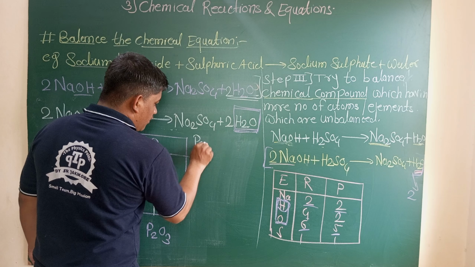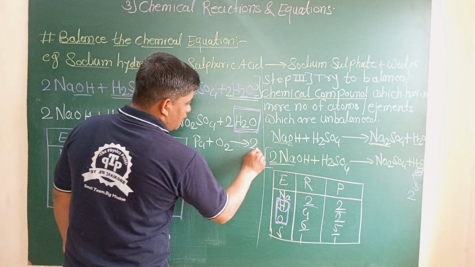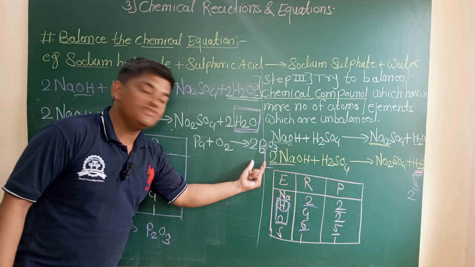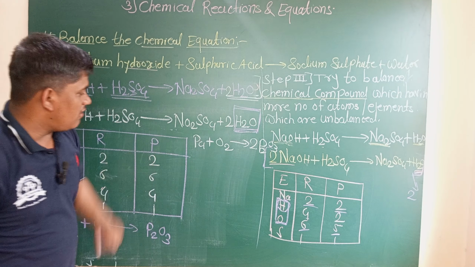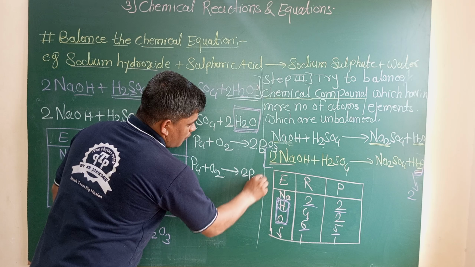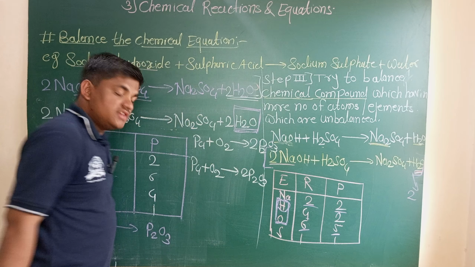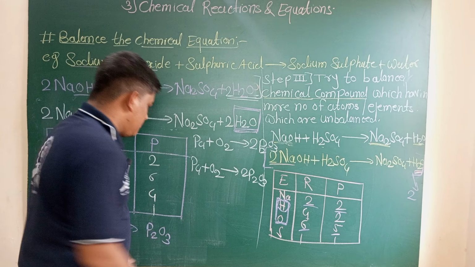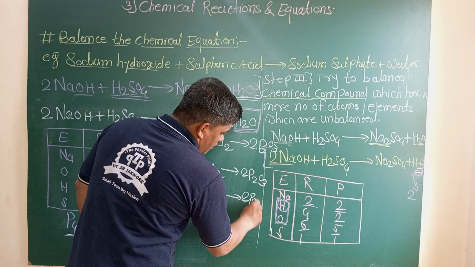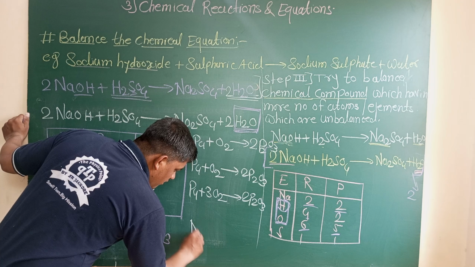Then P4 plus O2 gives 2P2O3. Now phosphorus gets balanced, but oxygen is again unbalanced. There are 6 oxygens in the product, but only 2 oxygens in the reactant. That means we multiply by 3, that is 3O2. So P4 plus 3O2 gives 2P2O3.